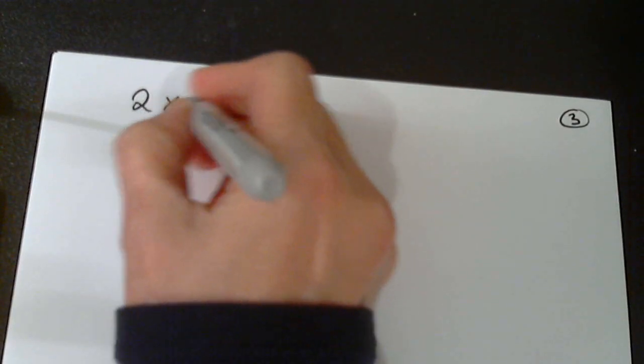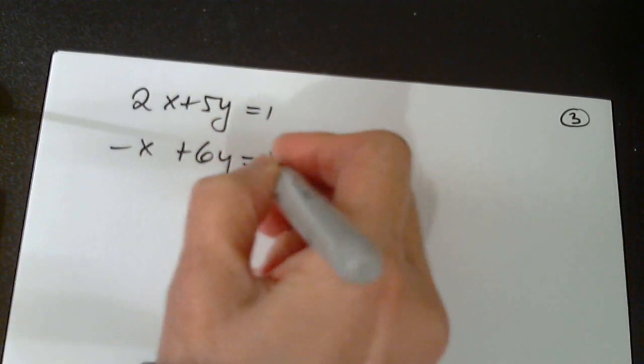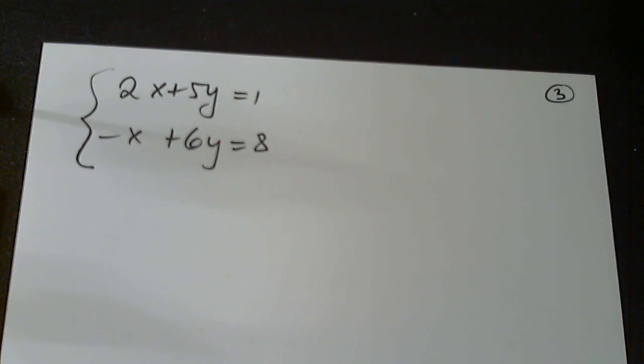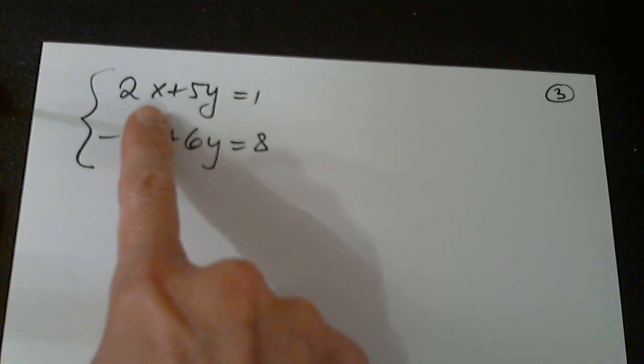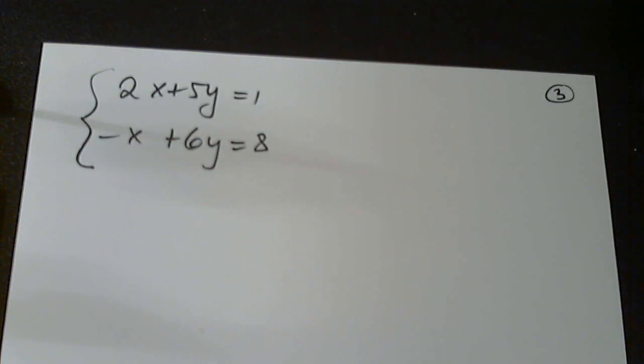Yes. Okay, thank you. So here's another one: 2x plus 5y equals 1, and negative x plus 6y equals 8. I think you're going to enjoy this part of the course. Okay, which of these will you solve for in order to use substitution? For x from here, for y from here, for x from here, or for y from here? Because I still want to use substitution.